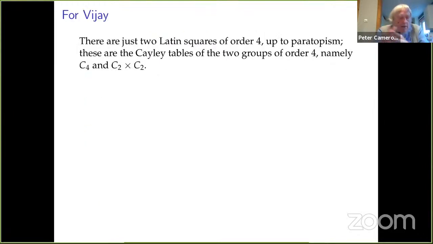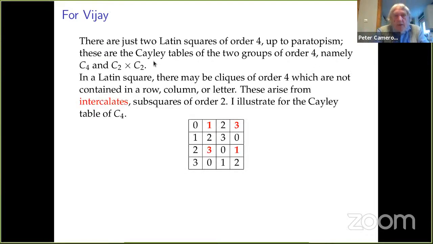But okay, I did promise to get to this point to tell Vijay something. So Vijay, I hope you're listening. There are two Latin squares of order 4. They're the Cayley tables of the two groups of order 4, namely the cyclic group and C2 cross C2. That will give us two-dimensional diagonal semilattices, or Latin square graphs, if you like. So this is one of the exceptional cases.